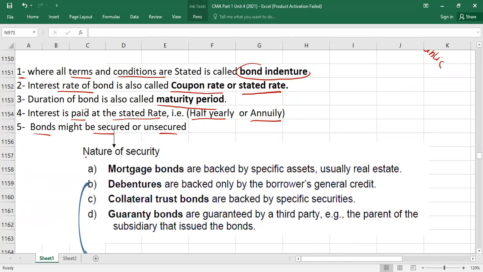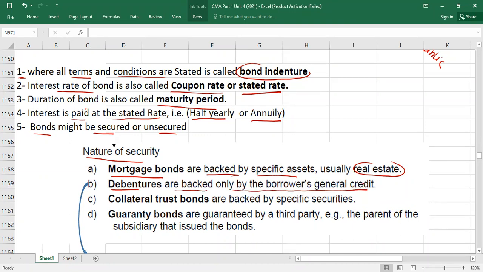So what is the nature of security? Number one, we have the mortgage bond. As the word suggests, mortgage bonds are backed by specific assets, especially real estate assets. These bonds are issued against land or building or both. Understood? Then we have the debenture. It's another word. In British study, debenture is slightly different, but under American study, debentures are backed only by the borrower's general credit.